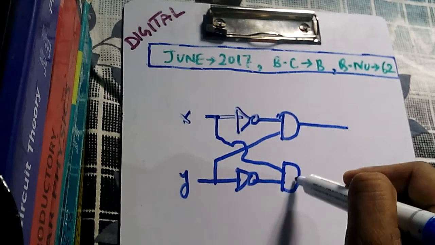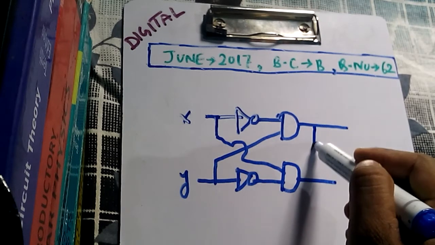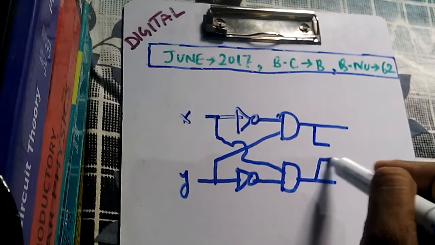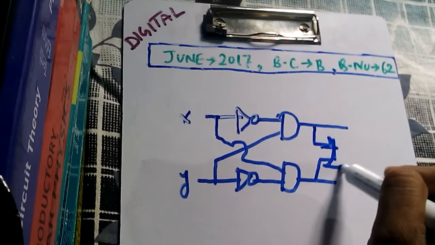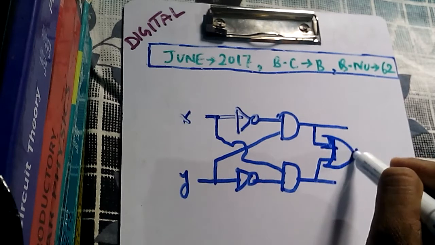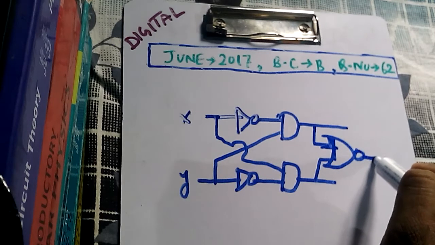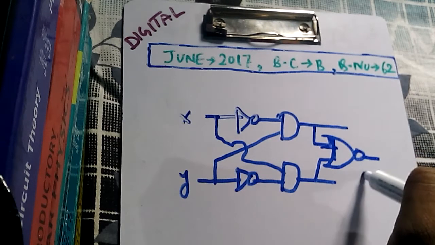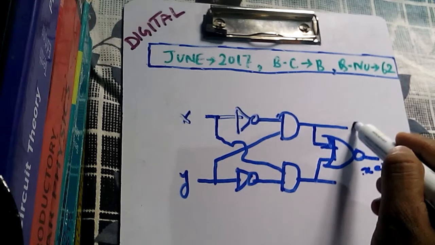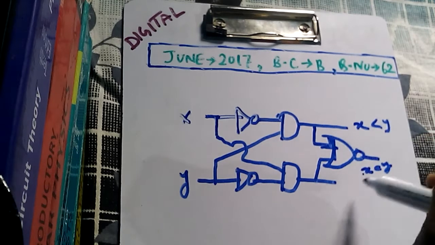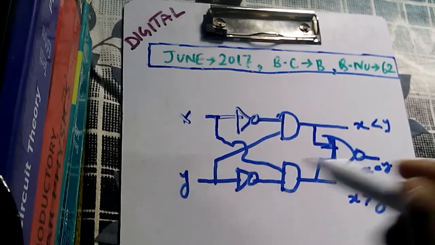There is an AND gate. Here the final outputs from these inputs go through another gate, one OR gate. Actually, it is a NOR gate. There is a bubble on the right side, and the output is x equal to y. This output is x less than y, and this output is x greater than y. Yeah, so this is the option.